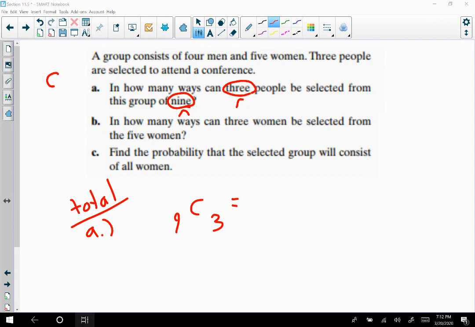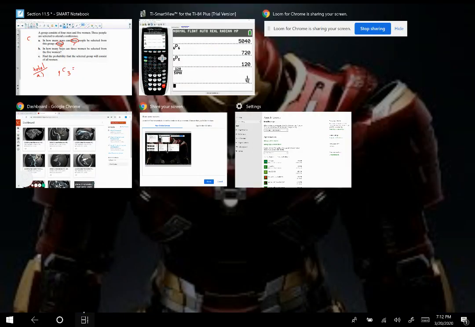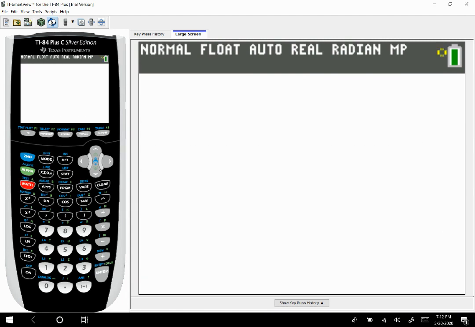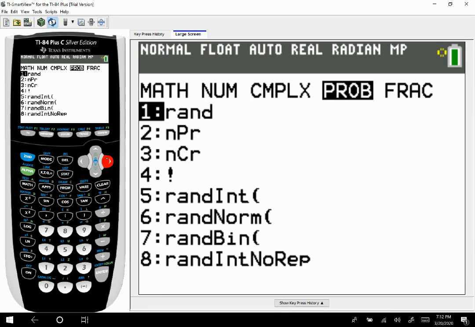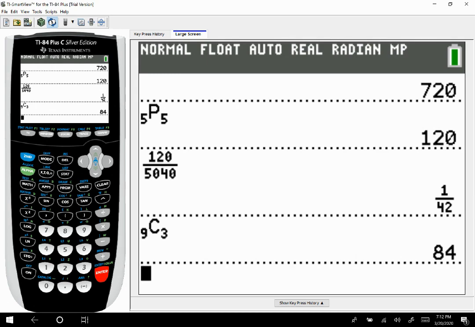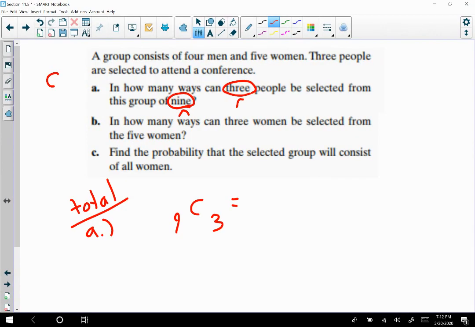So we go to our calculator. There we go. So 9, math, scroll over, scroll down to C3, enter. So there are 84 ways that we can select 3 people from a group of 9. Okay?